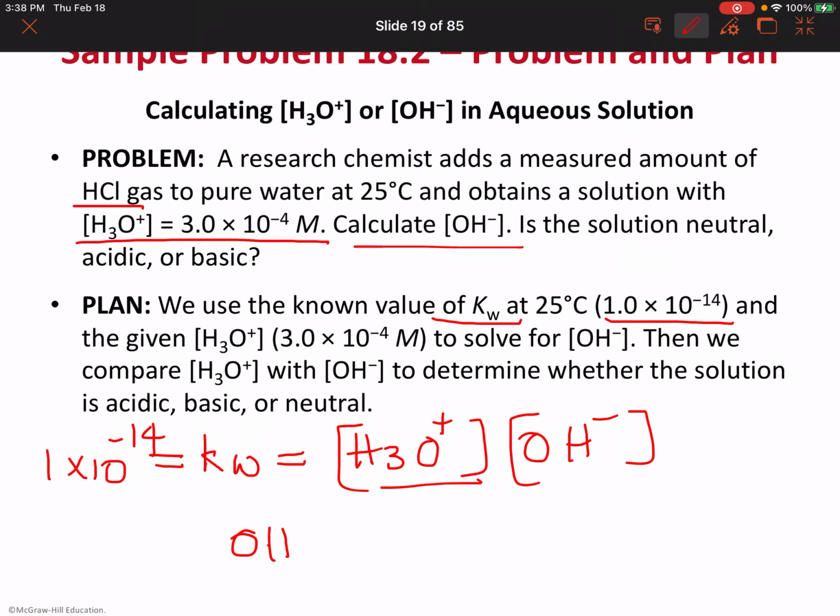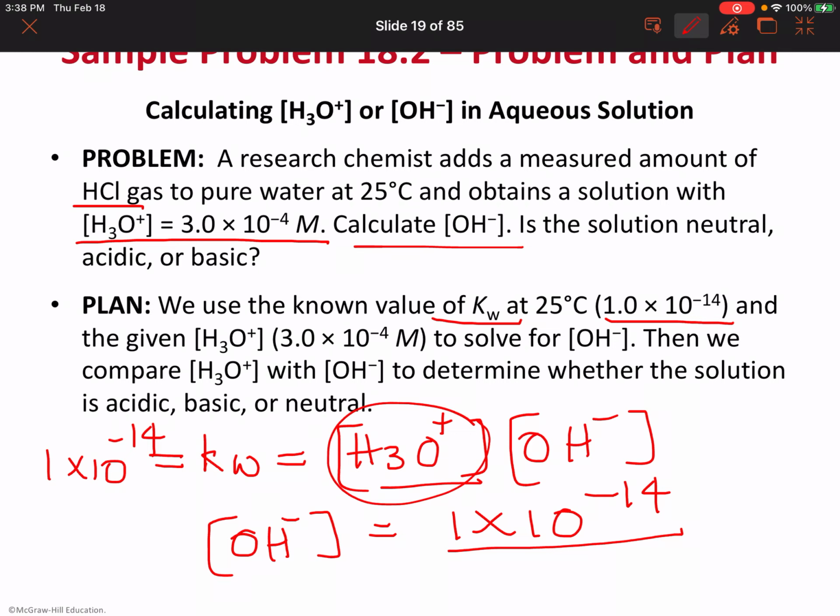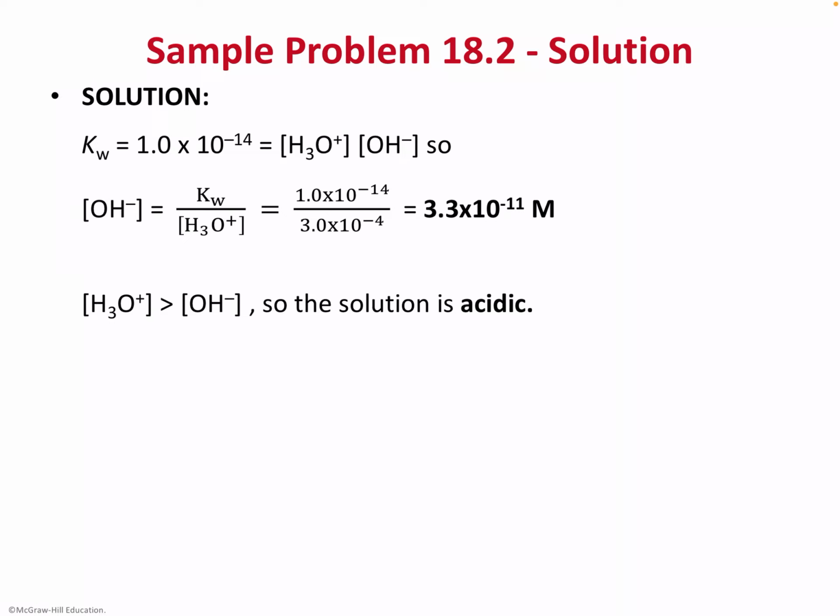So then the hydroxide ion concentration would be Kw, 1 x 10^-14, and you divide it by the hydronium ion concentration, which is 3 x 10^-4. Right? Kw divided by the hydronium ion concentration. Like this. This value over this gives the hydroxide, so 3.3 x 10^-11.